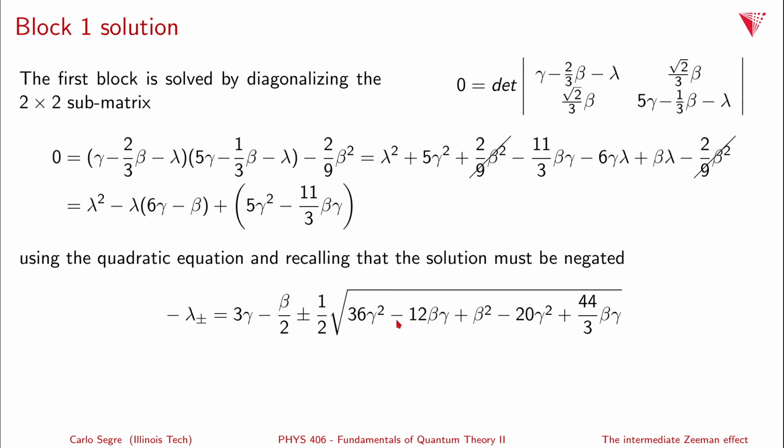Now you add these together, these two terms, they give you 16 gamma squared, and then you can add these two terms together as well. And this, when you multiply that times 3, is 36 thirds. And so 36 thirds subtracted from 44 thirds is 8 thirds. We can then factor out a factor of 4, and we get the final solution for lambda plus minus, which is equal to minus 3 gamma plus beta over 2 plus or minus the square root of 4 gamma squared plus 2/3 gamma beta plus 1/4 beta squared.